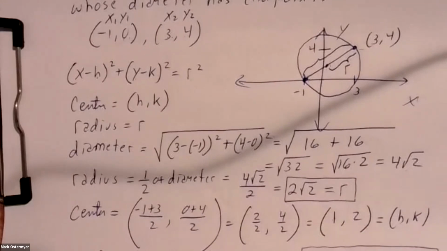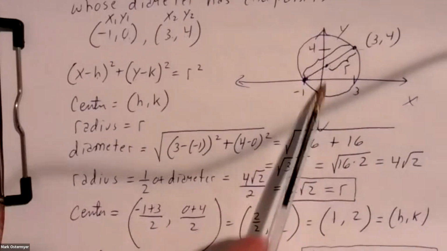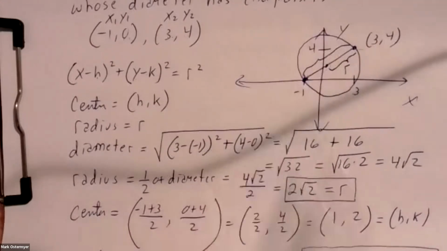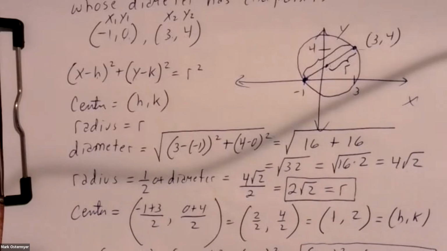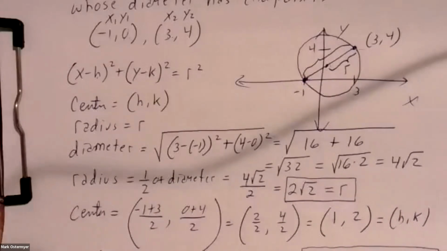All right. And then I used the midpoint formula to find the center point between the two endpoints of my diameter. The center point is the midpoint. And then I fed things into my equation of my circle. Right, the equation of this circle. Any other questions about this problem?